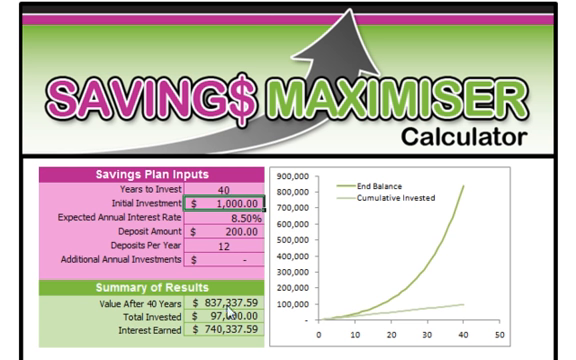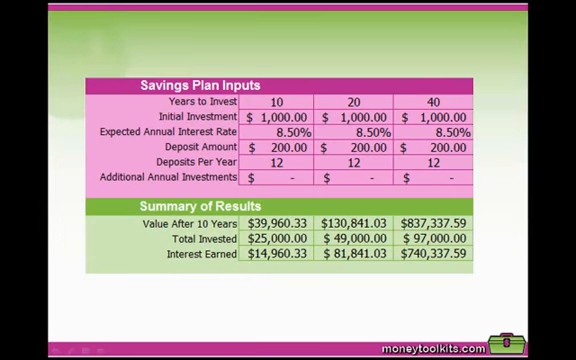So again, as you can see, the value is now $837,000 approximately. Of this, she's invested $97,000, and so her investment has made $740,000 approximately. Here's a summary of the 3 different scenarios from the 10, 20 and 40 year time frame the money's been invested in and compounding.